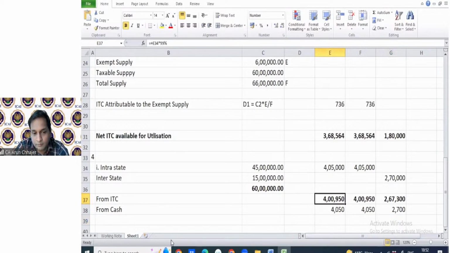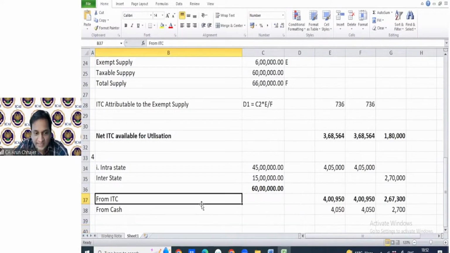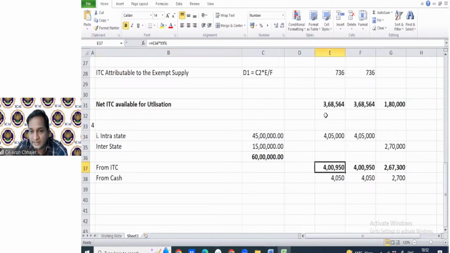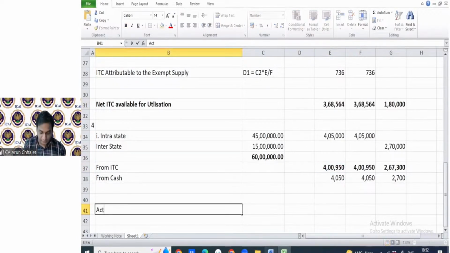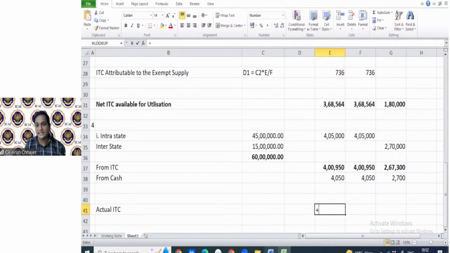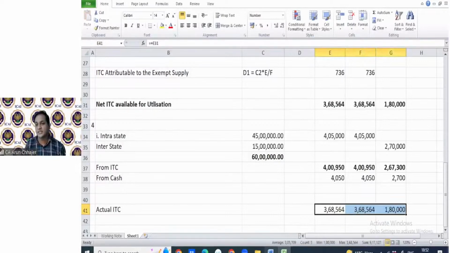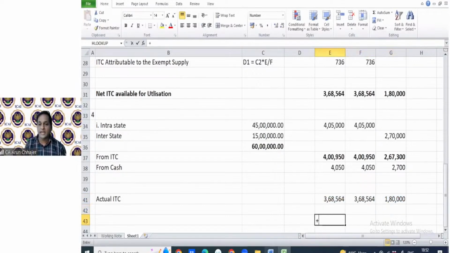Now the problem has not told how much is to be paid through cash, but yes, you can say that there is no sufficient balance of the ITC also. So you can say, what is the actual ITC? Actual ITC is 3,68,564 and the amount to be paid in cash.